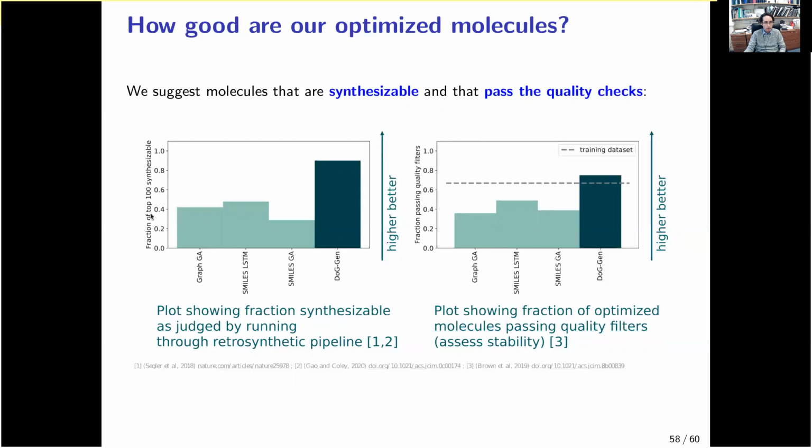We look at the fraction of top 100 molecules that are synthesizable. And we see that DOG generates a larger fraction of molecules that are synthesizable during the optimization process as compared to other baselines, which generate optimal molecules that are less likely to be synthesizable. And we look also at the fraction of molecules that pass the quality filters that I mentioned before, the fraction of optimized molecules that pass the quality filters. And we see that we obtain a larger fraction of molecules when using our model, which means that our model generates molecules that are more stable or less reactive.